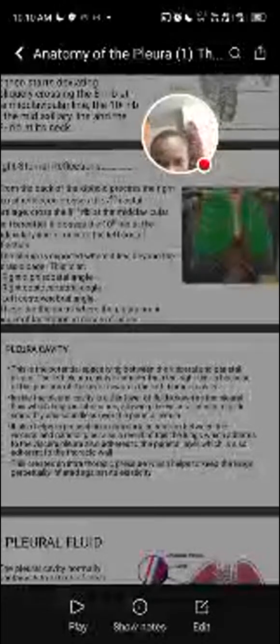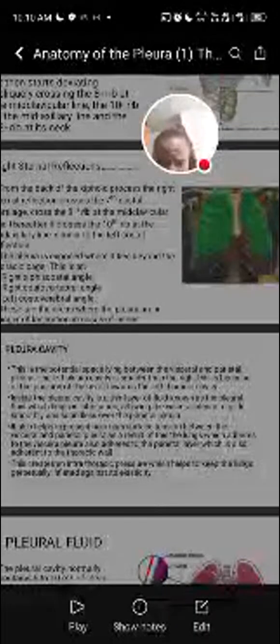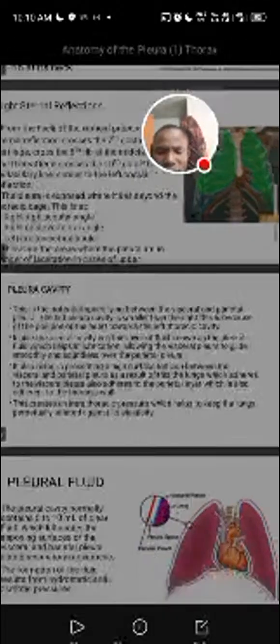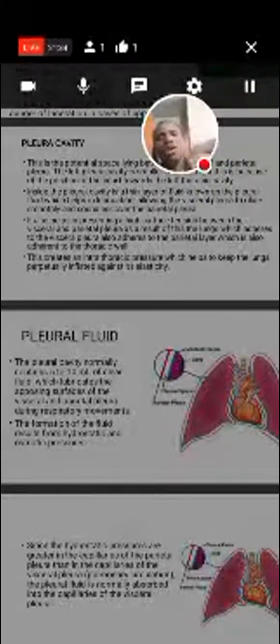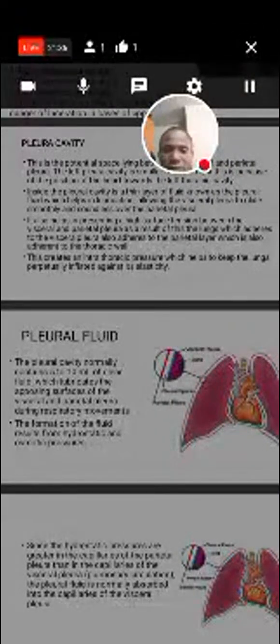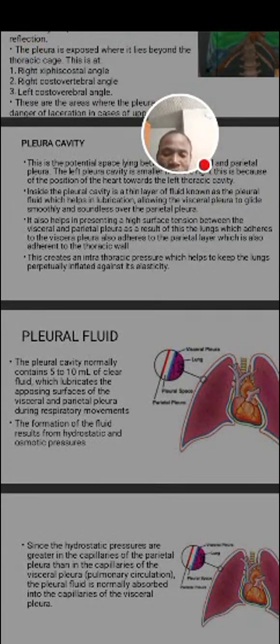Now, pleural cavity: a potential space lying between the visceral and the parietal pleura. Now, let's call this pleural space. Pleural fluid, we say 5 to 10 ml. This is a recall reminder of what we've already internalized. The pleural cavity contains this amount of fluid. Okay, so we move on.